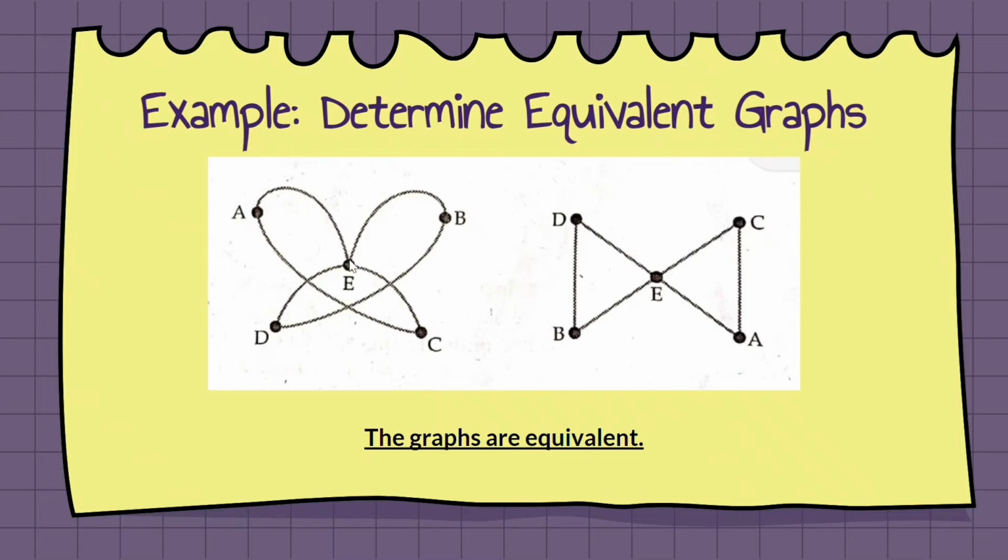AE, this is also one edge. BD, then we have BE, CE, and DE, right? So if we do the same for the second graph, we get the same 6 edges: DE, CE, DB, CA, AE, BE, right? So because the two graphs represent the same connections among the vertices, they are equivalent.